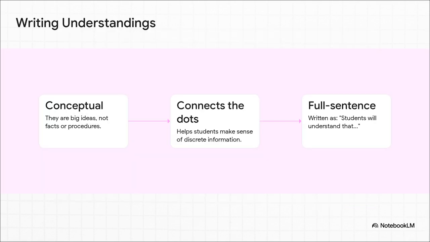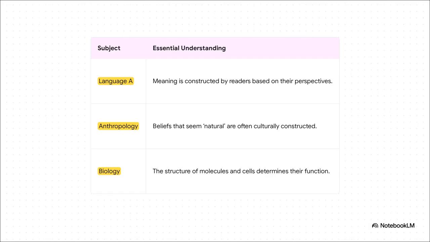So, how do you write a good one? Well, there are 3 golden rules. First, they have to be conceptual, not just a fact. Second, their whole job is to help students connect the dots between all the little pieces of information. And third, you always write them as a full sentence, usually starting with that classic phrase. Students will understand that.